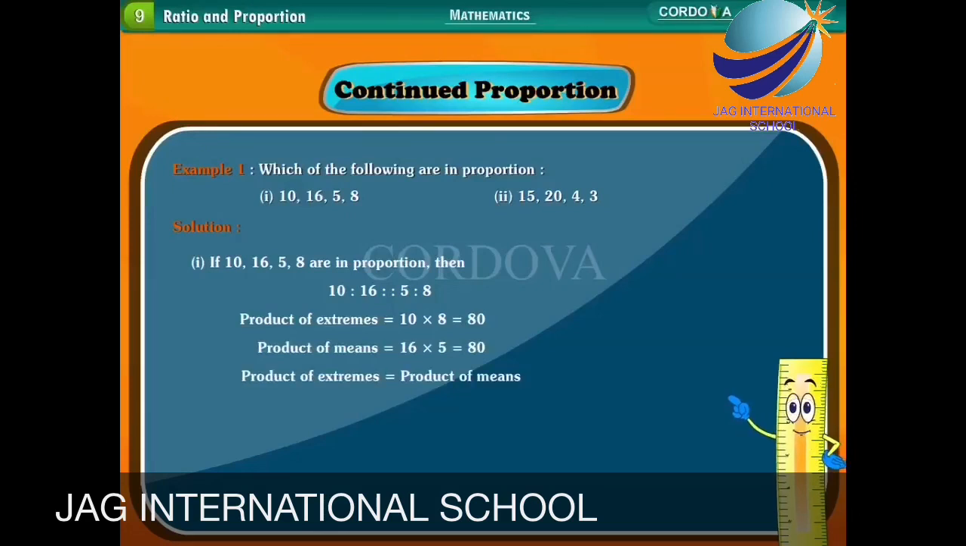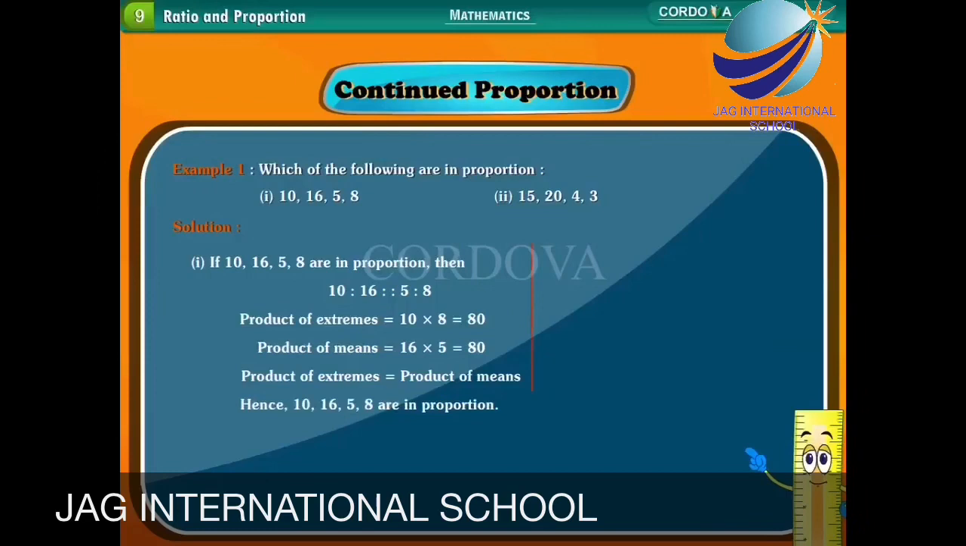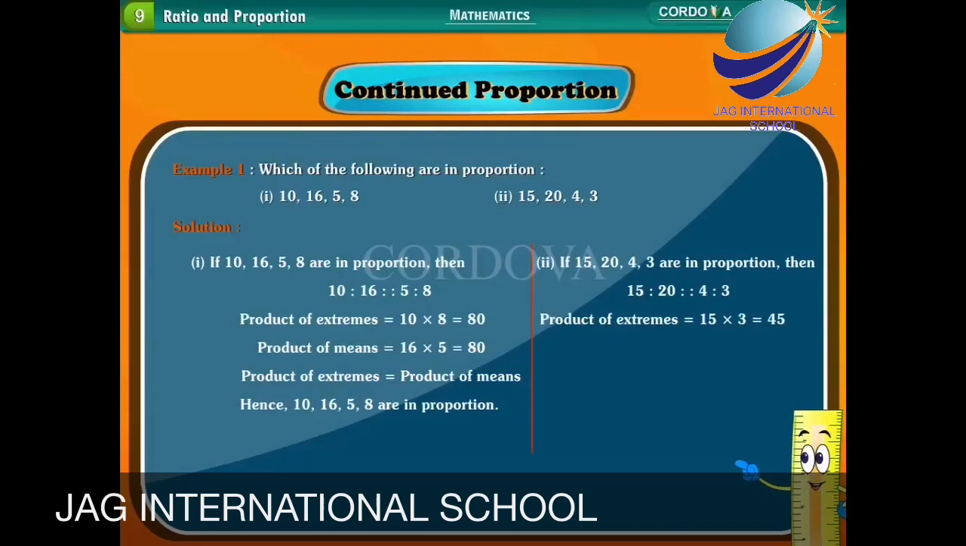Product of extremes is equal to product of means. Hence, 10, 16, 5, 8 are in proportion. If 15, 20, 4, 3 are in proportion, then 15 is to 20 as 4 is to 3. Product of extremes is equal to 15 into 3, which is equal to 45.